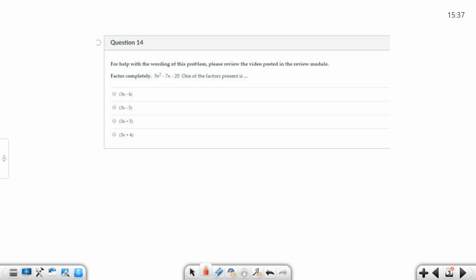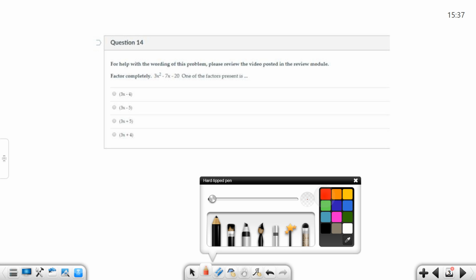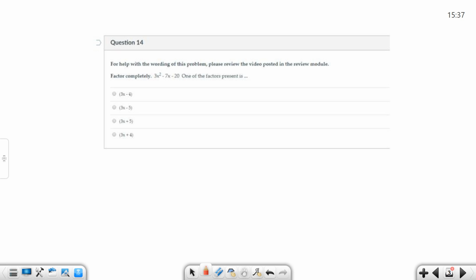Okay, so let's try another one. Here's number 14. Now there's two different ways to work this. You can work it by trial and error, or you can work it by a method called bottoms up. I'll show you both. Trial and error looks like this. My choices for 3, let me go ahead and write it here. My choices for 3 are 3 and 1, and my choices for 20 are 1 and 20, 2 and 10, 4 and 5. I'm looking for what's going to subtract to give me 7.